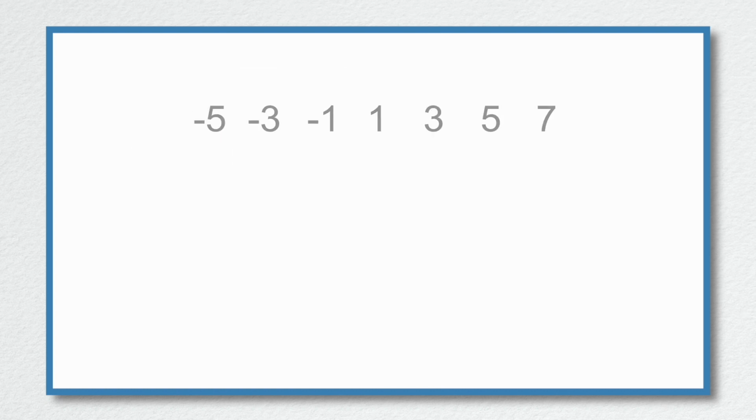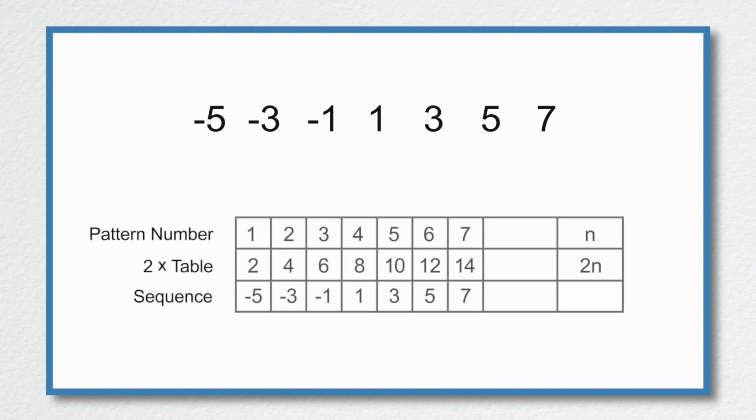Have a go at the last sequence. What's the nth term? So we can see that in each case, to get from the 2 times table to our sequence, we're having to subtract 7. 2 subtract 7 is equal to minus 5. 4 subtract 7 is equal to minus 3. 6 subtract 7 is equal to minus 1. And so, for our nth term, is going to be 2n subtract 7. So that's the nth term of this sequence.